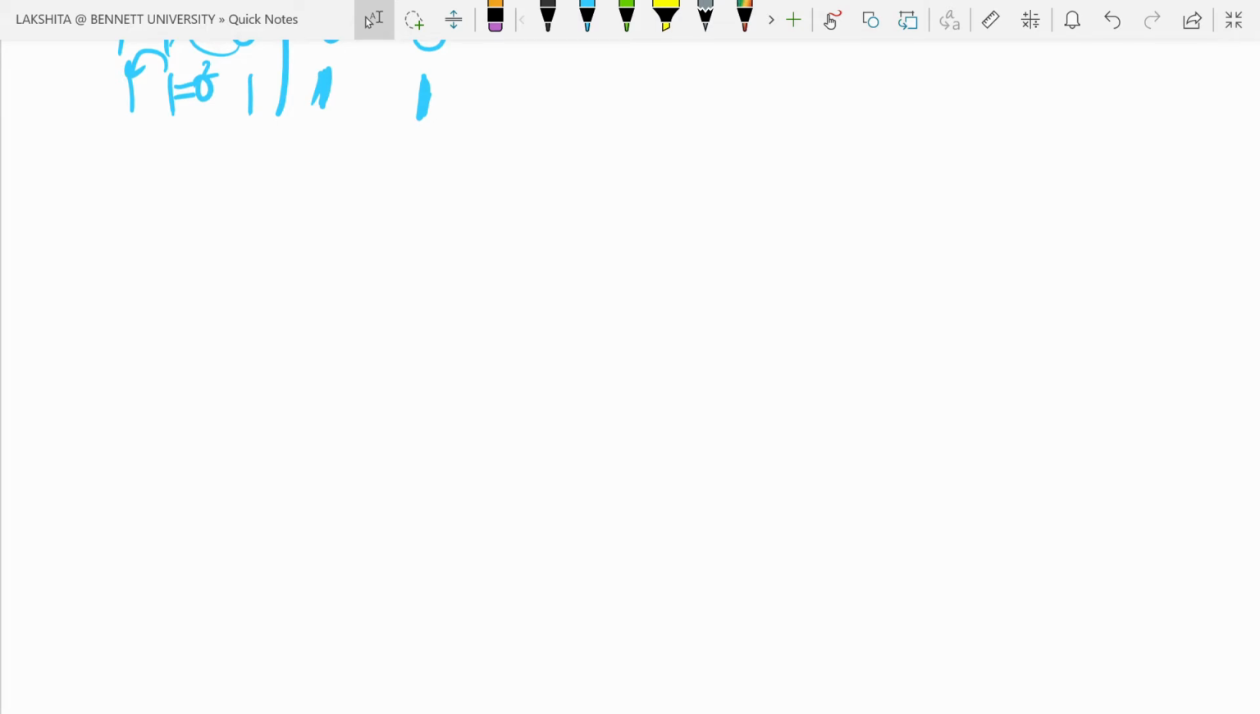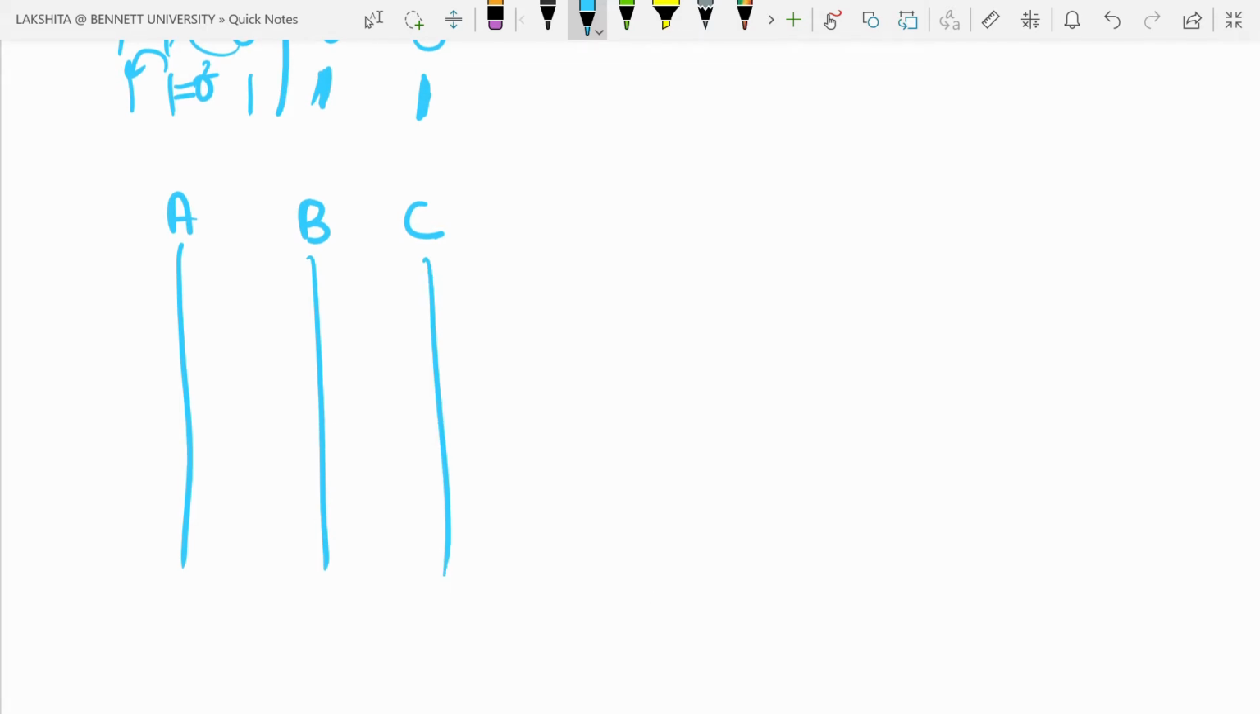For the 3 inputs, we have these 3 inputs A, B and C. First we will make a vertical line from A, B and C, and now we'll take a NOT gate from A and draw a vertical line. Again we'll take a NOT gate from B and make a vertical line. This we will do for C also.